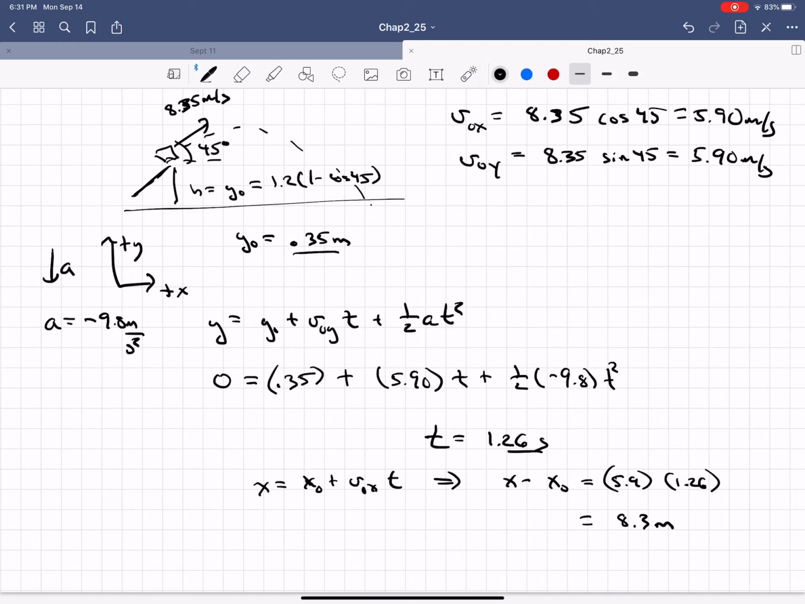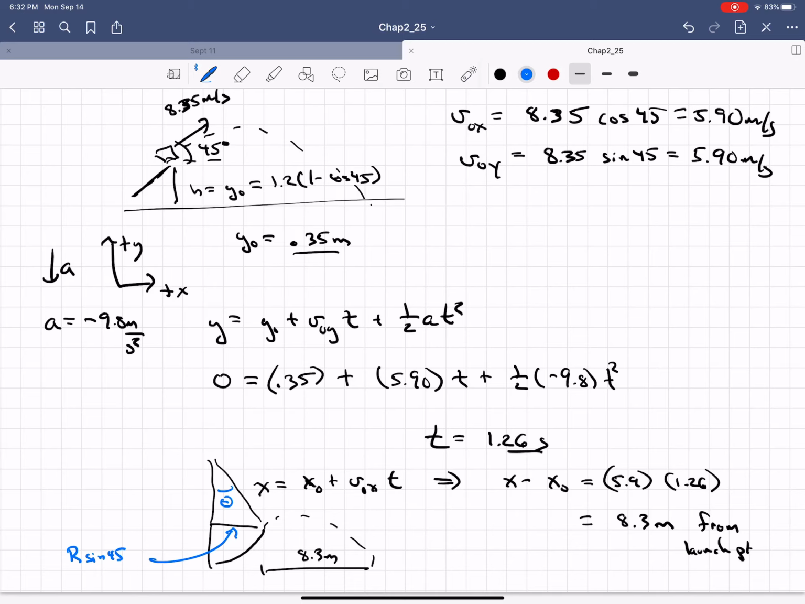Oh, but it wants you to... that's how far it went from the launch point. But if you're looking for how far it went from the point A, here's the ramp, and then it does this. So this distance here is 8.3 meters. If I go back and redraw my triangle, this distance here is r times theta, times the sine of 45.